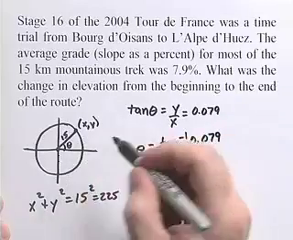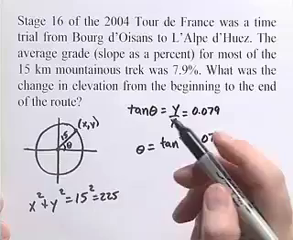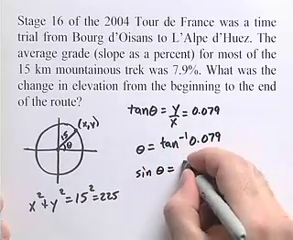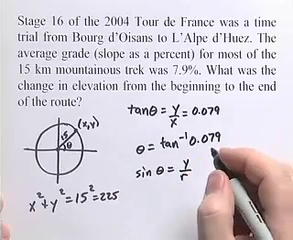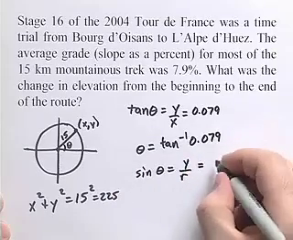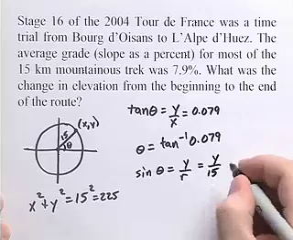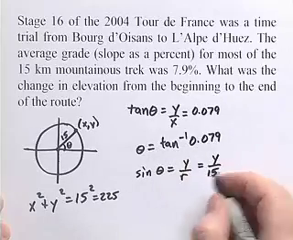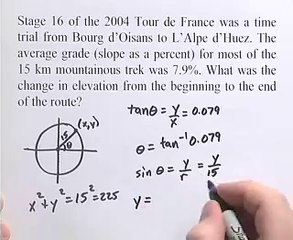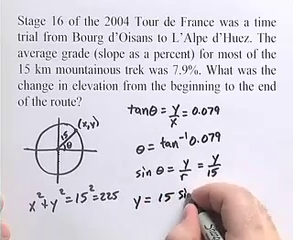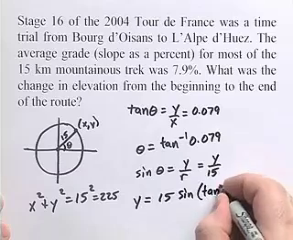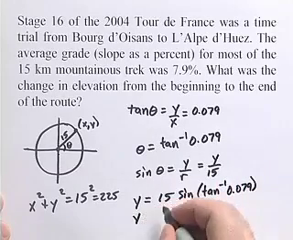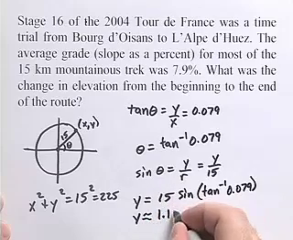Now we're really looking for the change in elevation, so we need the y coordinate here. We know that the sine of theta is equal to y over r, and we know that the radius is 15, so that's y over 15. We've got theta is equal to tangent inverse of 0.079, so we'll get that y is equal to 15 times the sine of tangent inverse of 0.079. And if we evaluate that, we'll get that y is approximately 1.18.